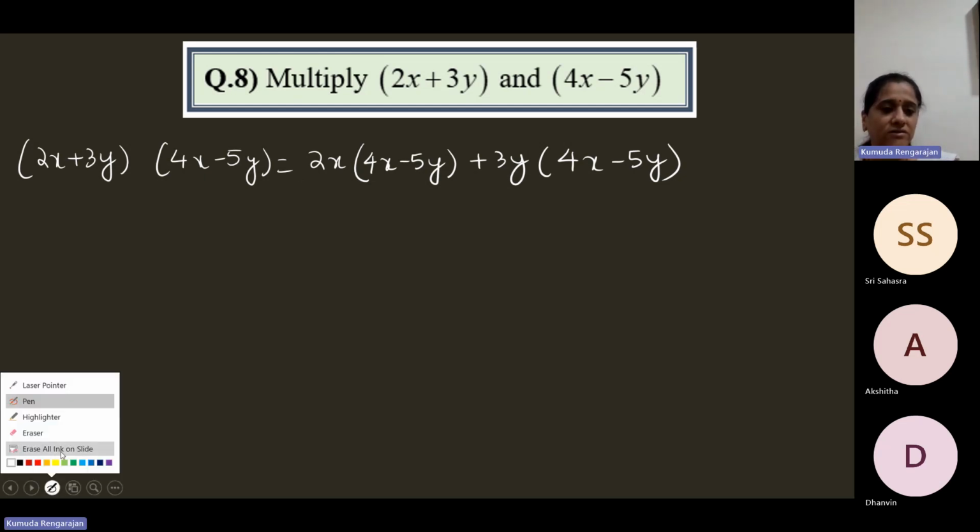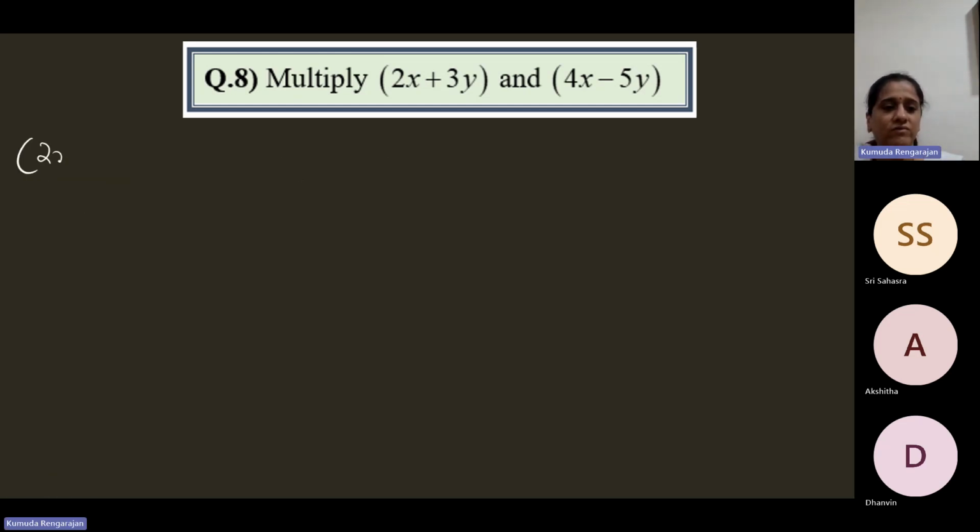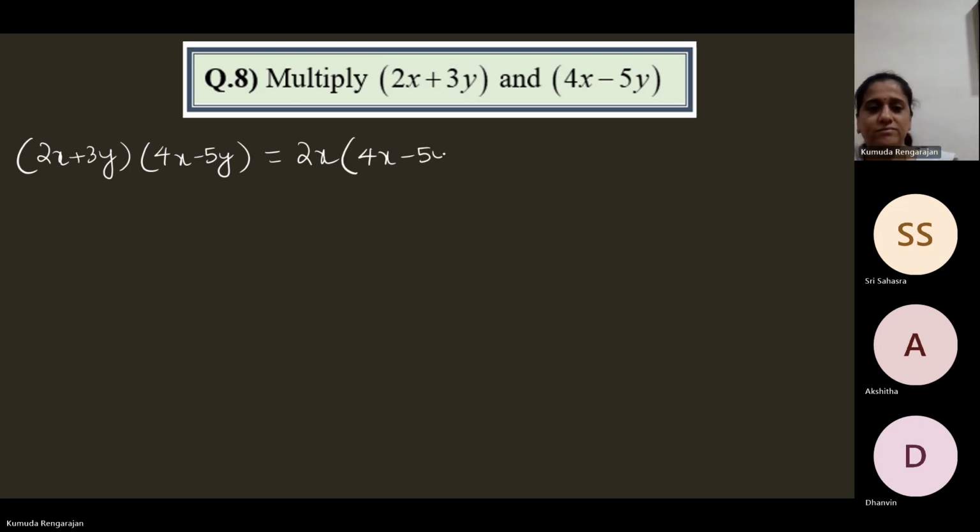Okay, let me write it again. See here. We have to multiply 2x plus 3y binomial and 4x minus 5y binomial, two terms. What do we multiply? From the first bracket, write the first term. Multiply that with the second bracket. Now write the second term of the first bracket with the sign. Multiply this with the second bracket. Got it?